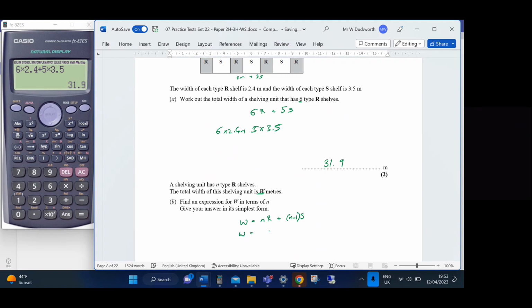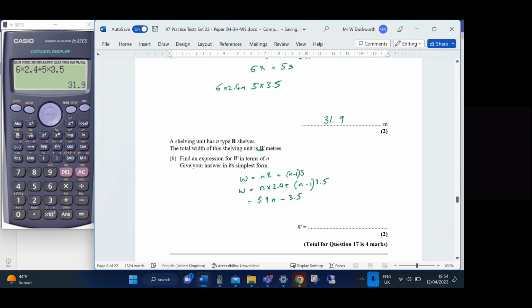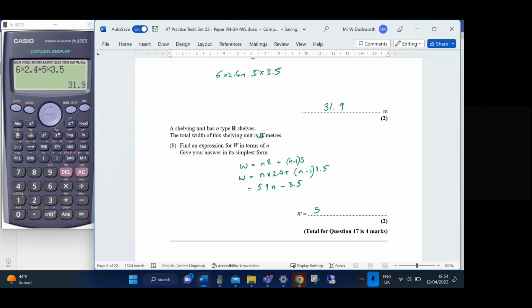So I'm going to say that W is going to be equal to N times 2.4 plus N-1 times 3.5. So that's 2.4 plus 3.5, which is 5.9. So 5.9N minus 3.5. Yeah, I'm fairly happy with that. 5.9N minus 3.5.